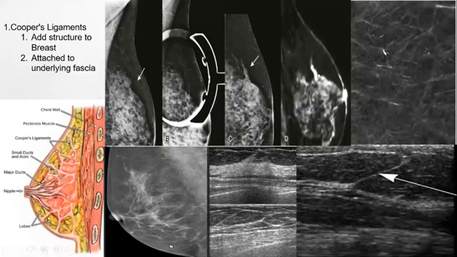And here there is distortion. The Cooper ligament here is distorted, and the adjacent contour of the fat glandular interface is also distorted. And this is the early mammogram, and this is the follow-up mammogram. Now it is increasing in size, and MRI demonstrates abnormal enhancement in a case of malignancy.